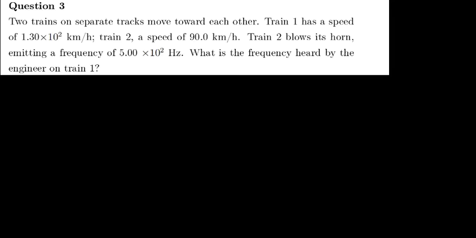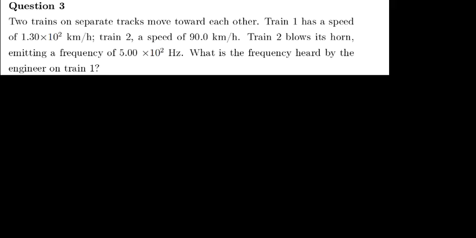So whenever we're talking about Doppler effect, what you need to know is we're going to have two things: what we call the observer and the source. Anything which is emitting frequency, that is the source. In this case, train 2 is the one blowing the horn, emitting the frequency of 5.00 times 10 to the power 2. That is the source. If you know that this is the source, the other one is going to be the observer.